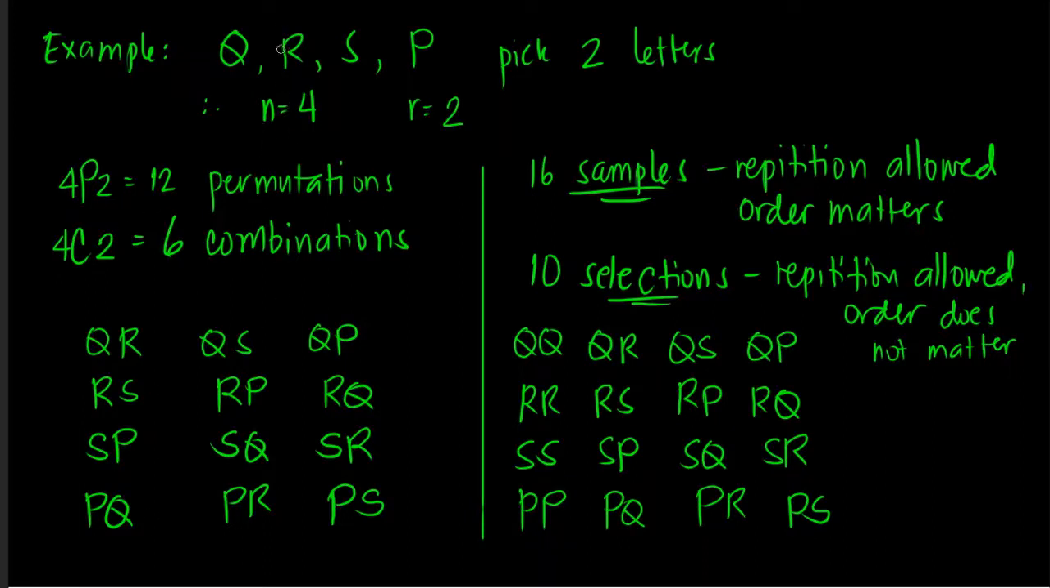Okay? So, let's pick 2 letters out of Q, R, S, P. So, we start with QR. Then QS, QP, no? So, all of these are counted as permutations. And we have RS, RP, and RQ. And then you have SP, SQ, SR, PQ, PR, PS. Okay, so all of these are being counted in permutations. Order matters for it. Meanwhile, for combination, QR is not the same as RQ in permutation, but in combination they are counted as one. And QS is also considered by combination.